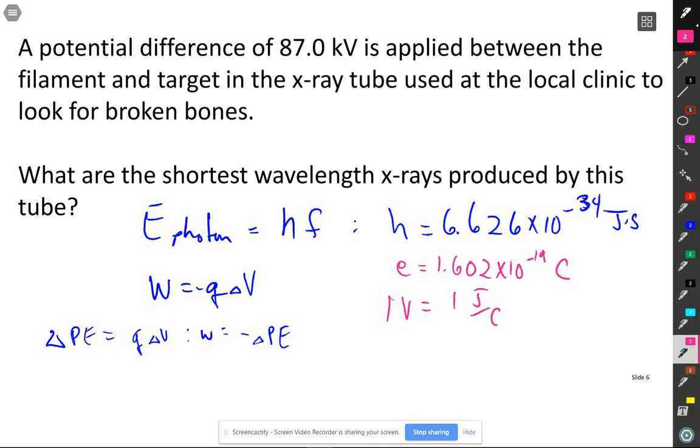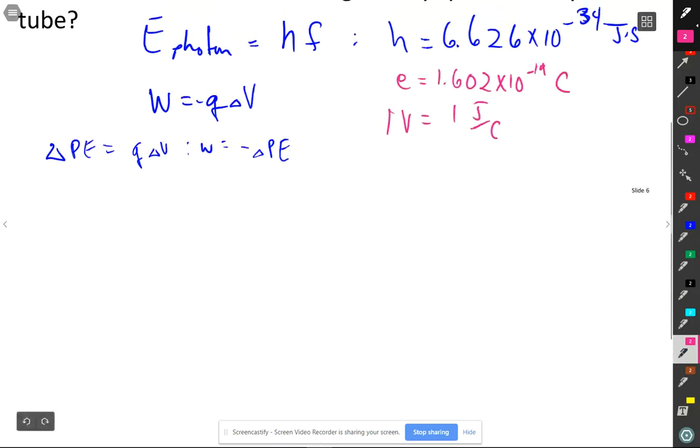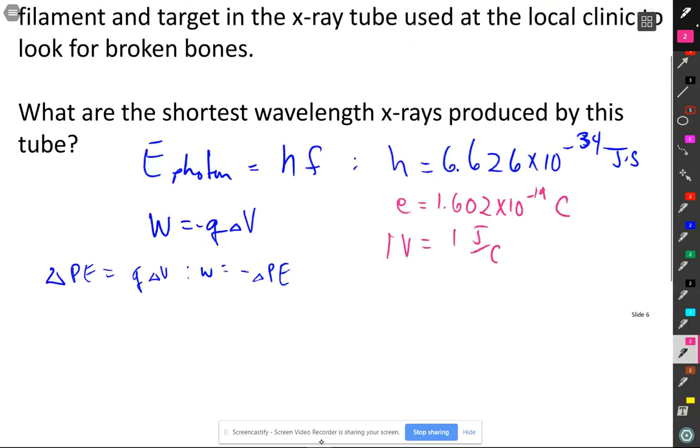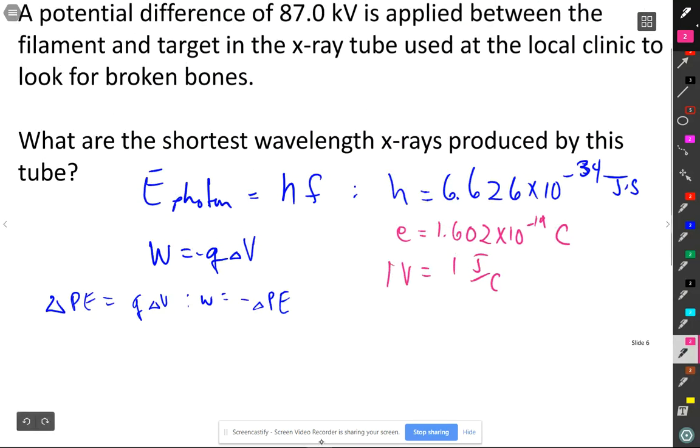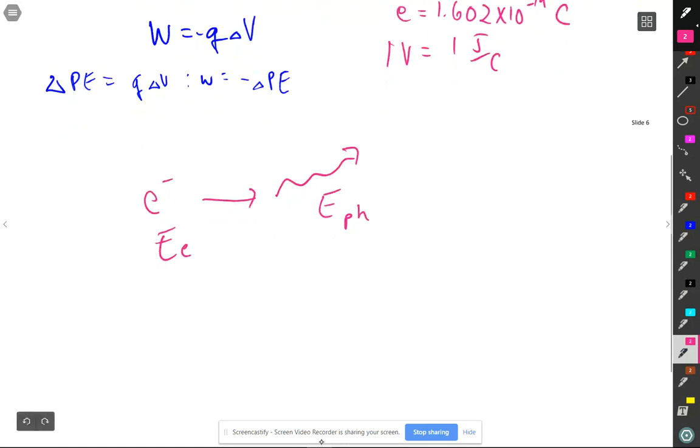Okay, we have some people still making good progress. Some are done. Let's work this out. We have the energy of the photon is hf. And so that's what we're looking for, the f right there. We have the electron comes in, and for the maximum, all of its energy is transformed into the photon. So energy of the electron becomes energy of the photon. Put ph for photon so you don't get confused with proton.